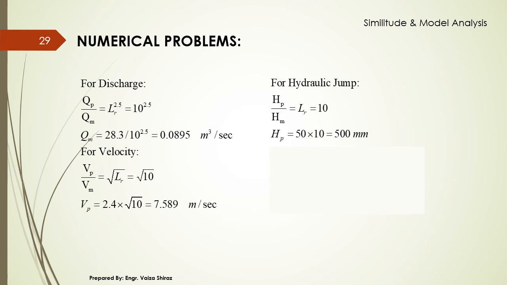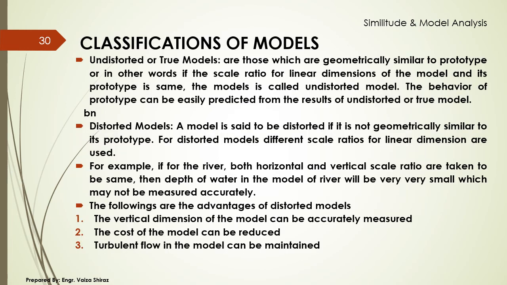Now there are two basic types of models, considering the scale on which they are developed. One is undistorted or true model, and the second one is distorted model. True model is that in which geometric similarity exists between the prototype and the model, or in other words, the scale ratio for the linear dimensions of the model and its prototype are the same. The behavior of the prototype can be easily predicted from the results of the undistorted or true models.